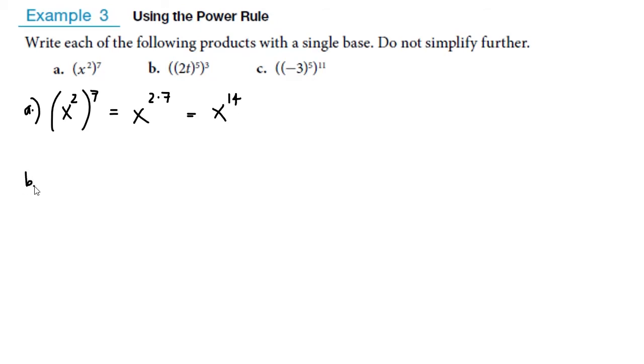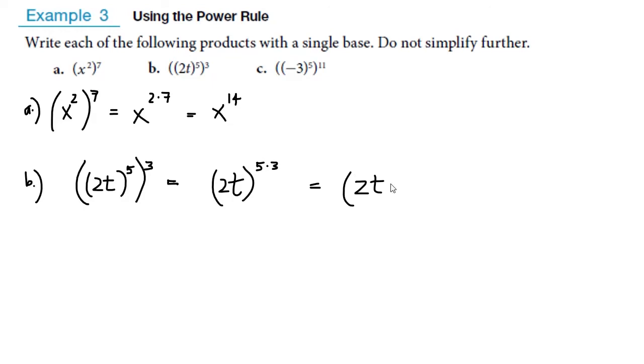For part B, I have 2t as the base to the power 5, and then I'm going to raise that expression to the power 3. So the base here is 2t, and the exponent will be 5 times 3. So I have 2t to the power 15.